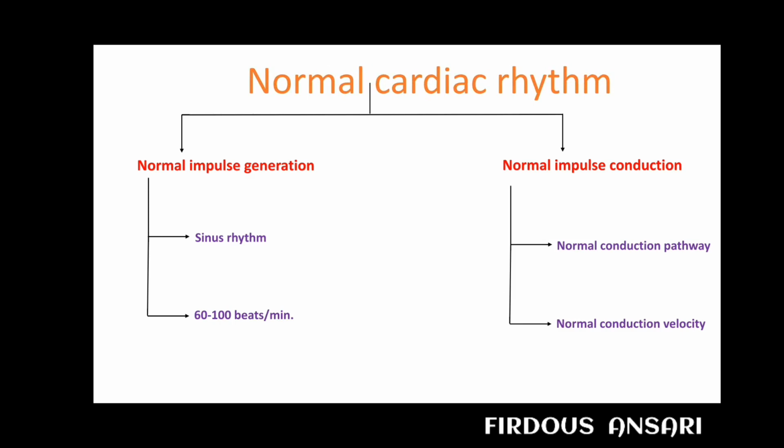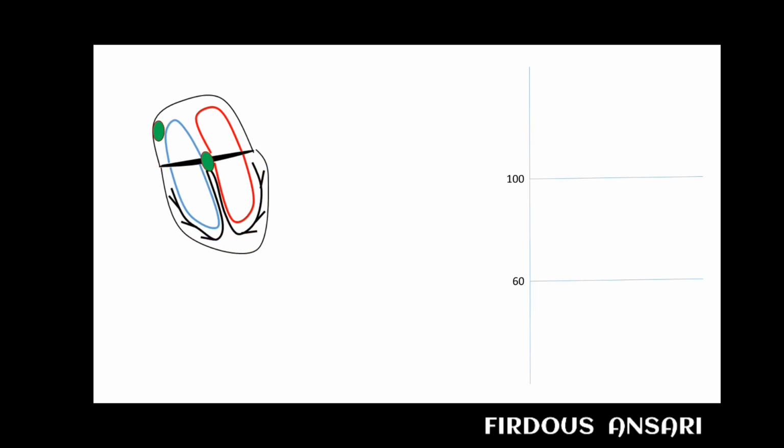If due to any reason impulse generation or impulse conduction does not follow these rules, then we can say it can be a cardiac arrhythmia. Now we'll check out a little bit about this sinus rhythm. Now suppose this is your myocardium, and we know it is from the SA node that the impulses are generated.